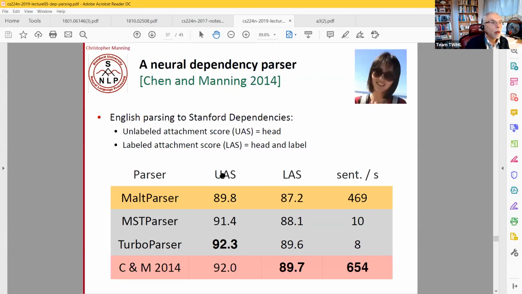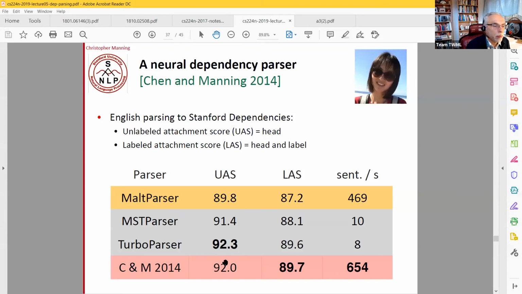Okay, so now we come to the paper. It's 2014, I guess. So this is Chen. I guess she's the one that wrote the paper with him. And they're comparing their results, again the UAS and LAS scores. And this is the number of sentences per second, I assume. And so this is their paper.